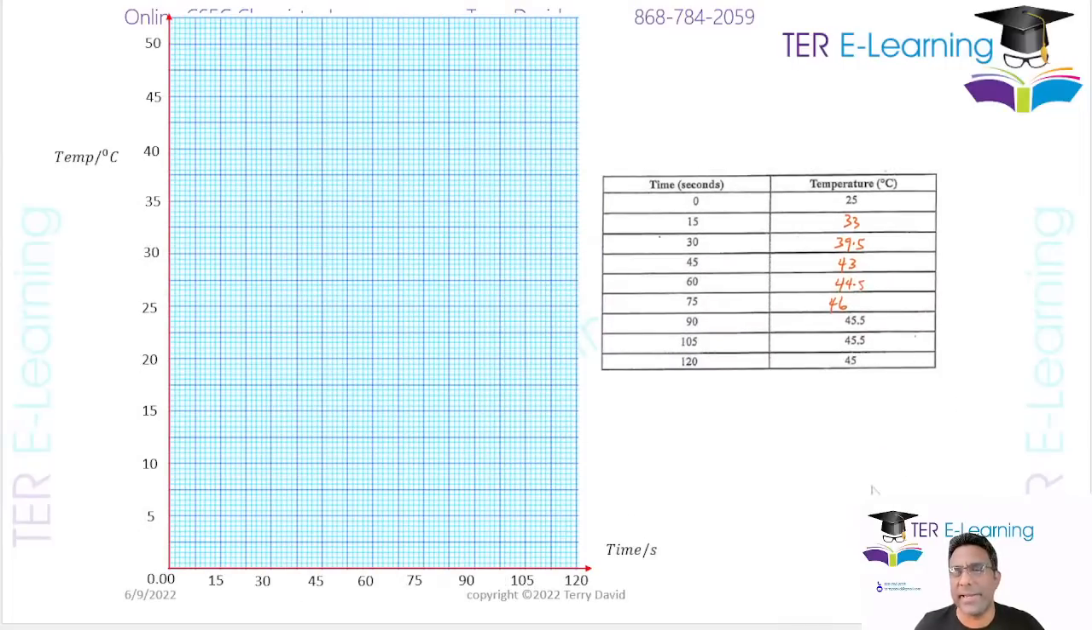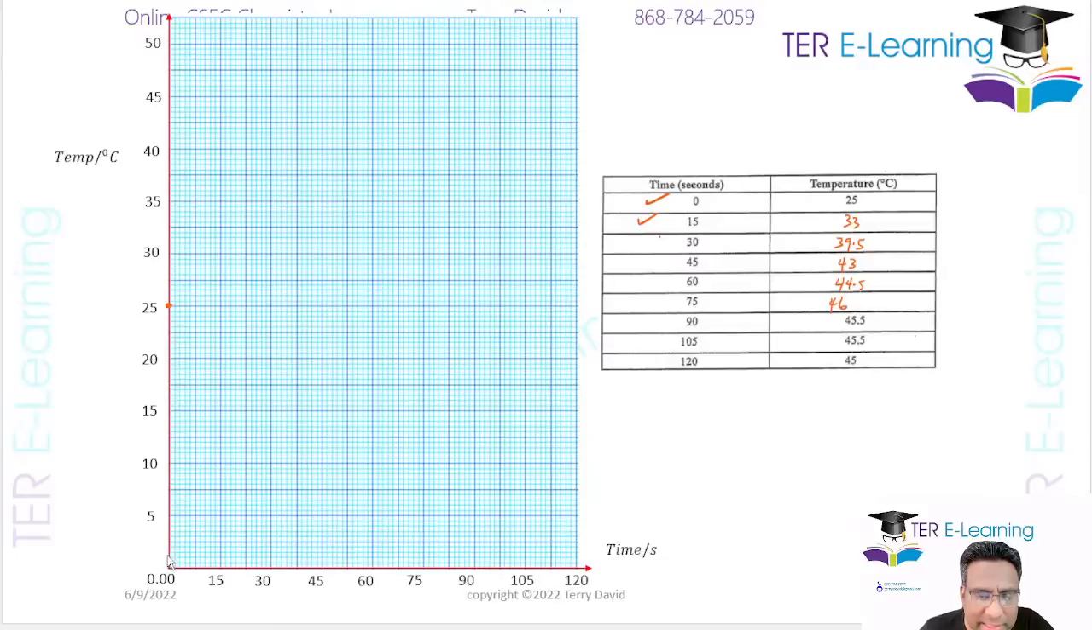Alright, so this is my data here that I want to plot. They already label the axes for us. We have temperature against time, so no biggie. At 0, we're reading off the first one here. At 0, that corresponds to 25 degrees, so I'm going to put a pointer here. Next one is 15 against 33.